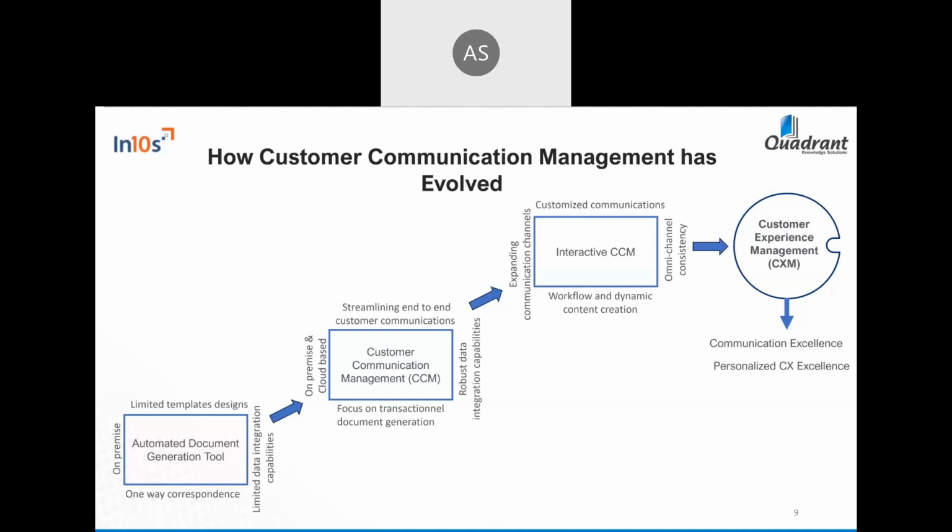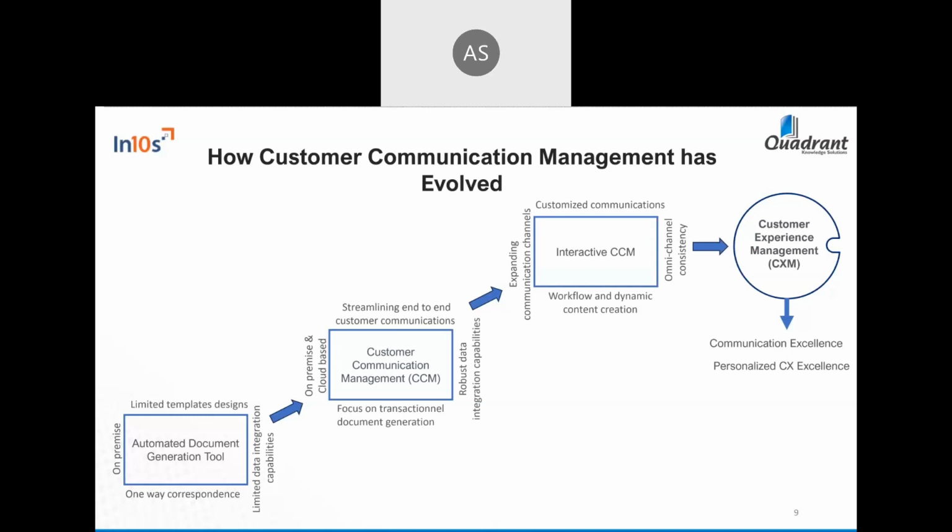For example, an insurance company could use an interactive CCM platform to create personalized policy renewal reminders for each customer. The platform could pull data from various sources to customize the content, ensure consistent messaging across all channels such as mail, email, SMS, web, etc., and manage the workflow of content creation, approval, and distribution.